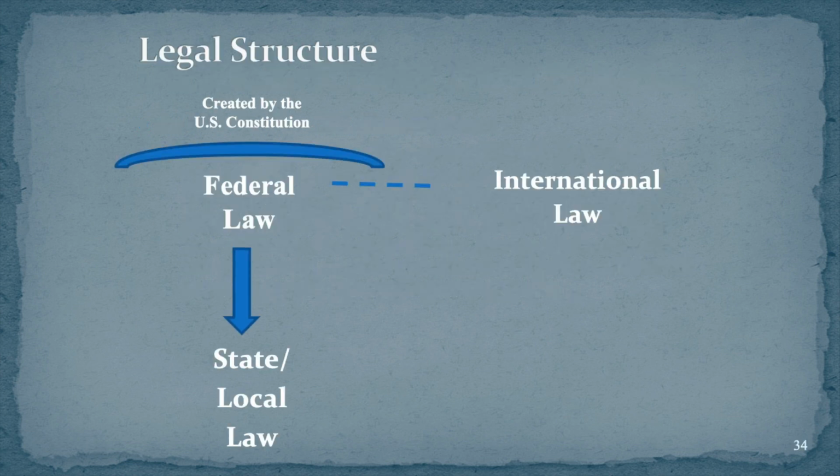So you're going to see this visual again later with this section filled in, but I want to get us again to a foundation. So this is the legal structure of the United States, created by the Constitution, which created the federal law. The federal law is overarching over state and local law. And we have this dotted line to international law, because the United States doesn't really have to implement any international law.